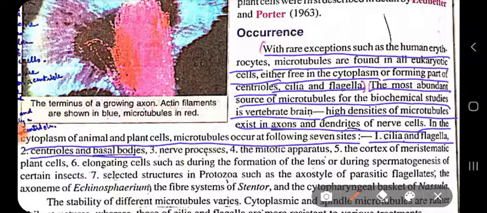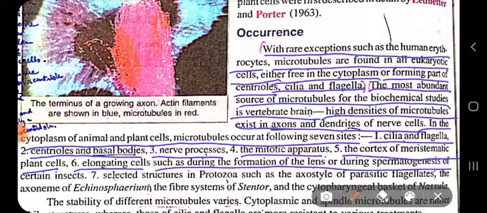Basal bodies generally are formed from a centriole and several additional protein structures, and essentially it is a modified centriole, you can say. So basal bodies contain this type of microtubule. Nerve processes, mitotic apparatus, obviously the spindle fiber is made up of microtubules. Cortex of meristematic plant cells, elongating cells such as during the formation of lens or during spermatogenesis of certain insects.